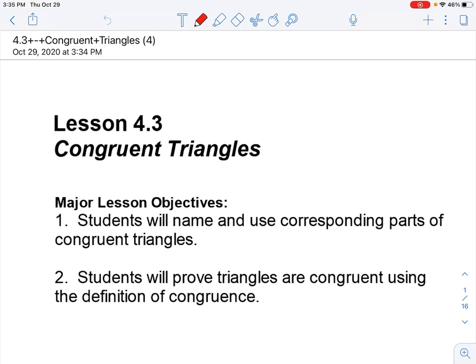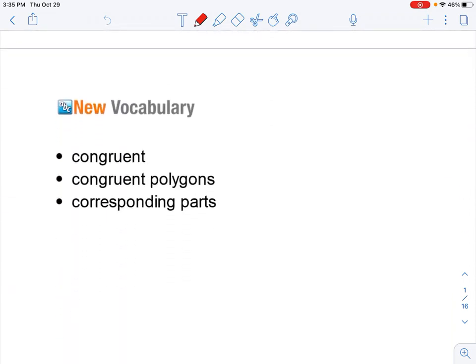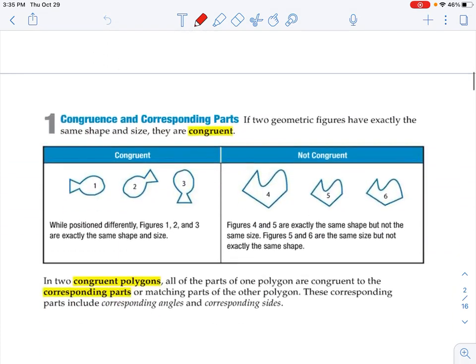Hello, today we are covering lesson 4.3, congruent triangles. You will be able to name and use corresponding parts of congruent triangles and prove triangles are congruent using the definition of congruence. Our new vocab here is congruent, congruent polygons, and corresponding parts.